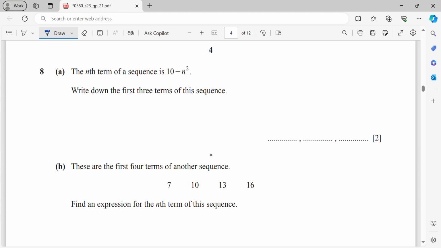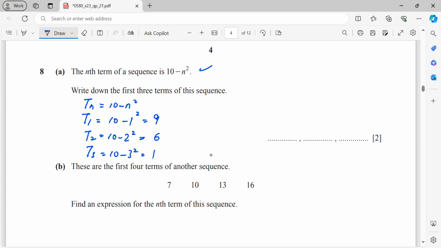Question number 8a. The nth term of a sequence is 10 minus n squared. Write down the first 3 terms of this sequence. So Tn is 10 minus n squared. First term is T1, so replace the n by 1. 10 minus 1 squared, that is 9. T2 is 10 minus 2 squared. 2 squared is 4, so 10 minus 4 becomes 6. T3 equals 10 minus 3 squared. That is 1. So I get 9, 6, 1.